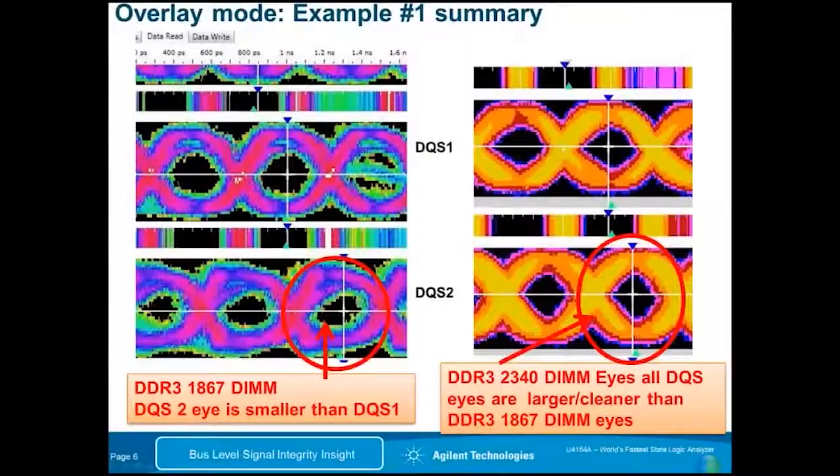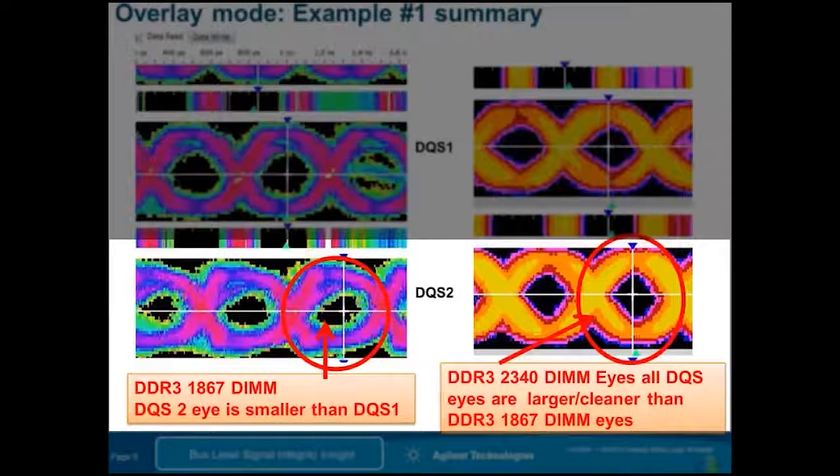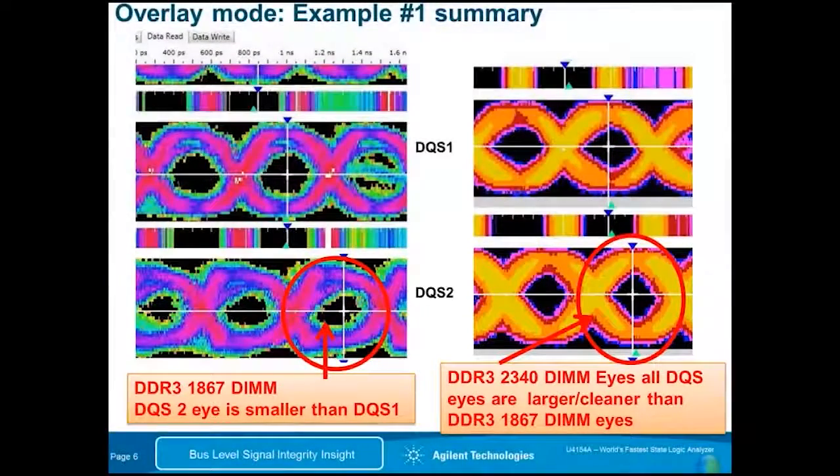In summary, when we look at the example of the strobe eye circled at the bottom, where DQS2 was smaller than the strobes on the same DIMM, and then compare it to where the DIMM manufacturer had corrected their issue with DQS2 on another DIMM, now we see that on DIMMs that can operate at higher data rates, there are open strobe eyes on all of the strobes and no closure of any single strobe.